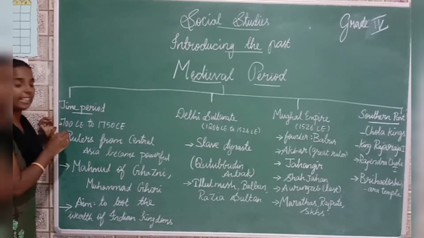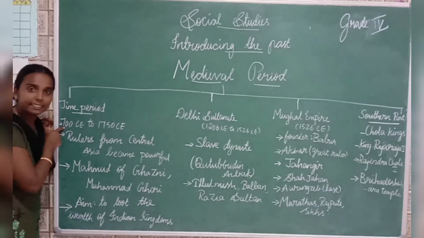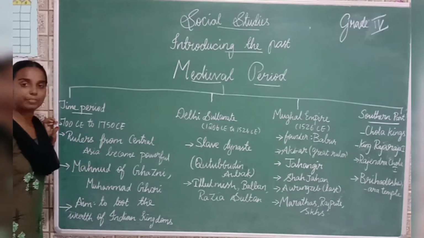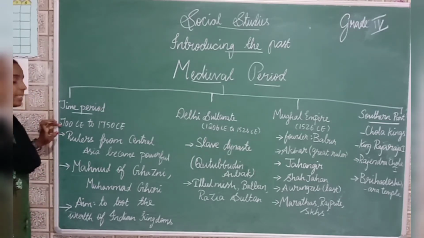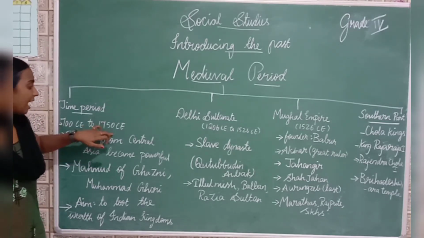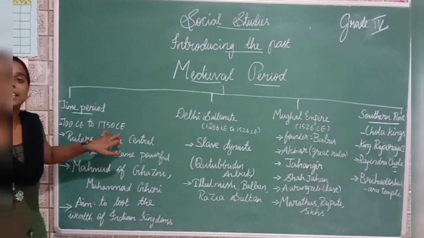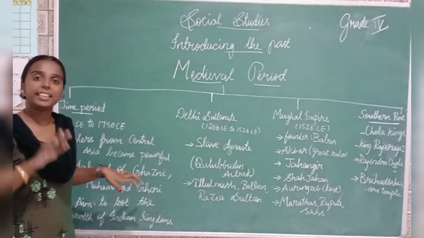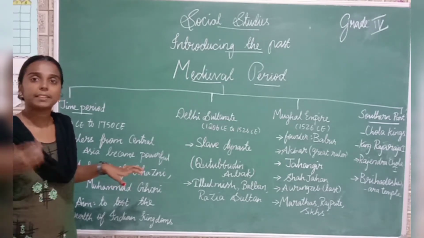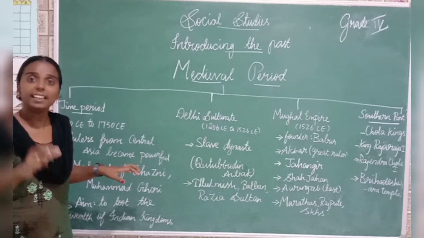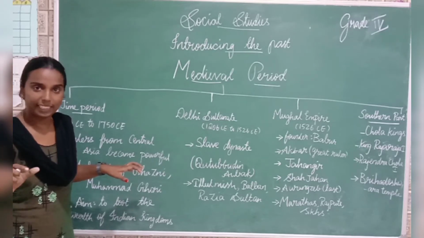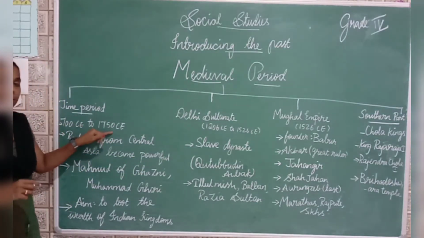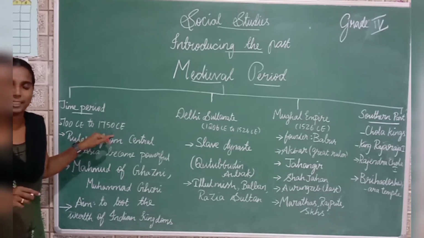See, this medieval period started from 700 Common Era and lasted till 1750 Common Era. Now tell me, what is the time period of the ancient period? It is from prehistory till 700 Common Era, right? So this medieval period is from 700 Common Era to 1750 Common Era.